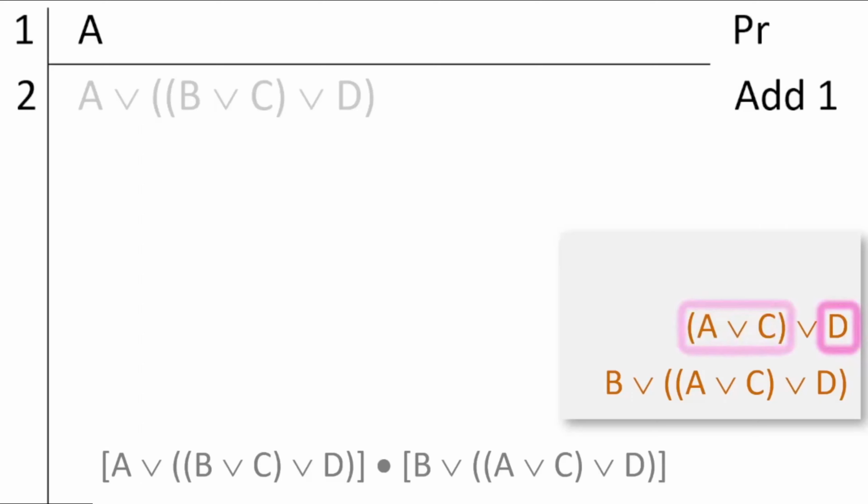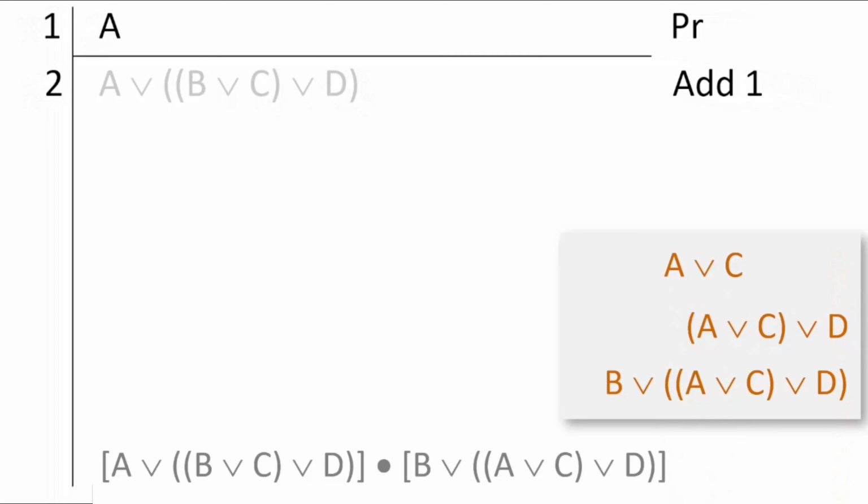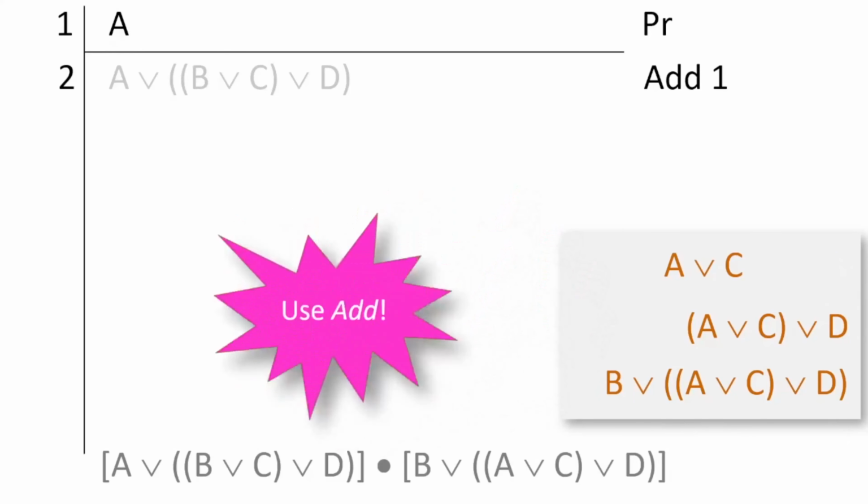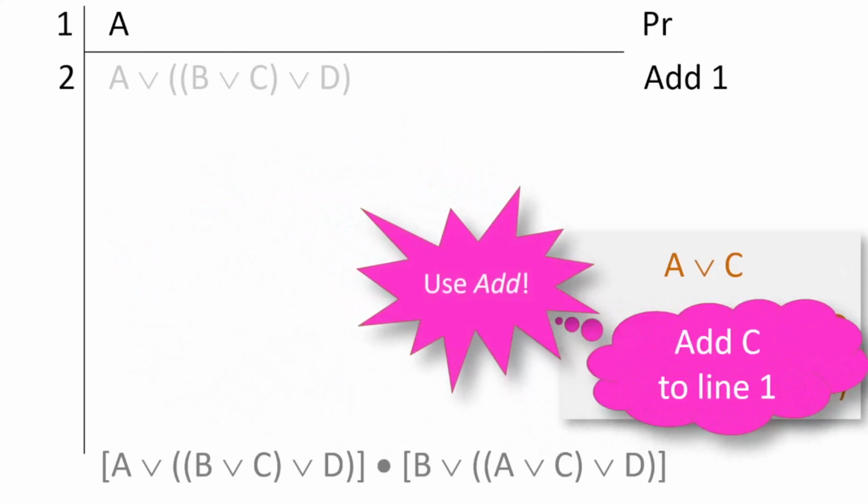On the other hand, we have a disjunction with A as a sub-component. To obtain this disjunction, we would need either of the disjuncts on its own. So we would need to have either A or C or D. Again, the prospect of getting D is hopeless, so we will drop it. But we can apply addition to obtain A or C because we are given its disjunct A on line 1. So let's carry on. We decide to use addition. We decide to add C to line 1 to obtain A or C.